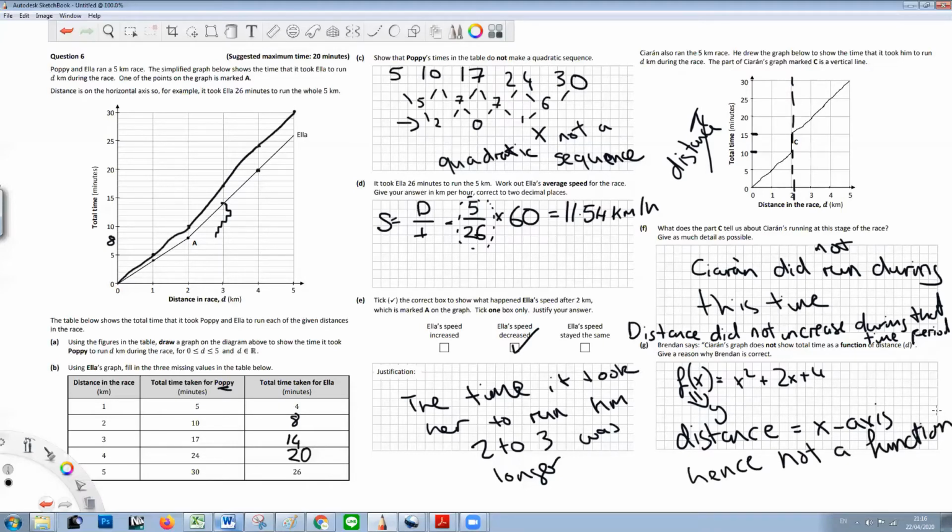Okay, hopefully that's clear. If you're not clear on that, I suggest that you follow up in your maths books on a function of x to understand that part. Okay, I'll move on to the next piece.